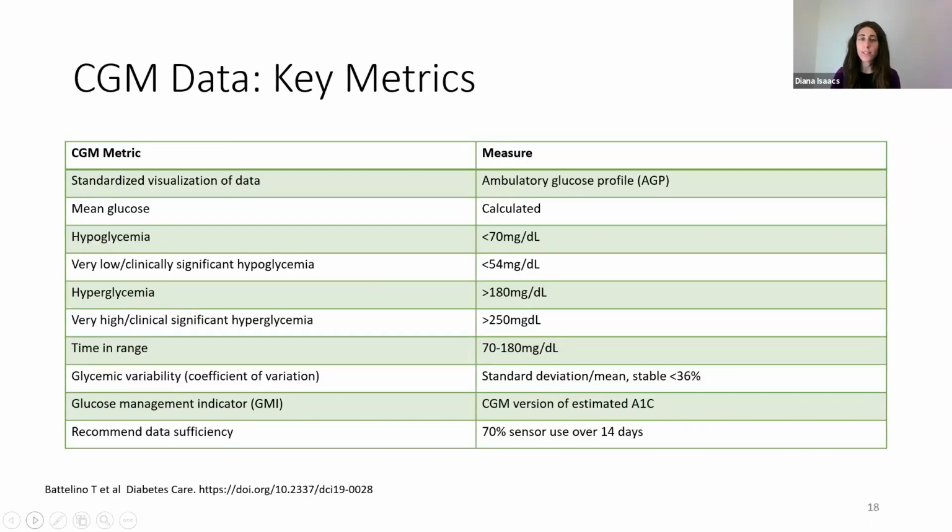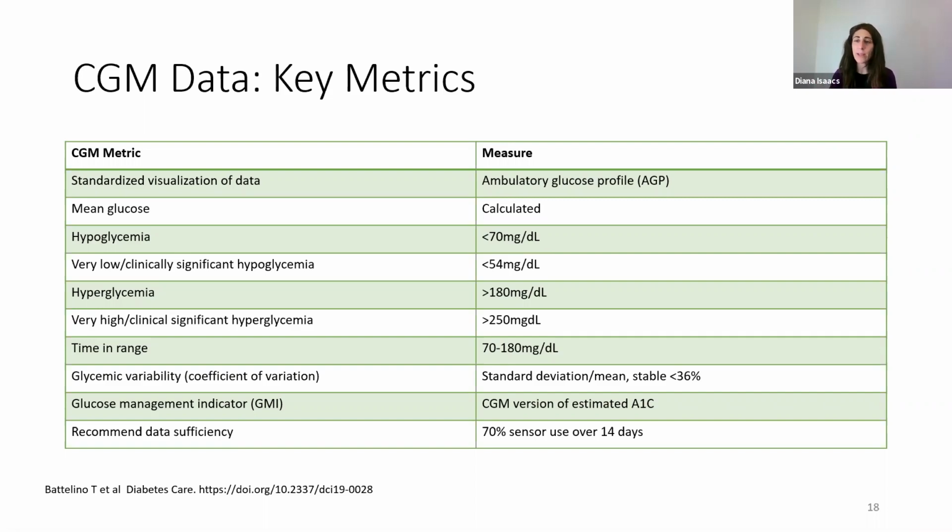So what are the CGM key metrics that we're looking at? Well, we talked about time in range. In addition to that time in range, we have the percentage of the time in hypoglycemia and in hyperglycemia. But we also have a few new terms. So we have the ambulatory glucose profile, or AGP, as a way to visualize the data.